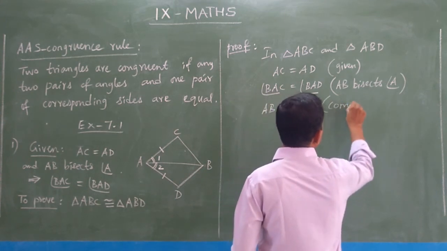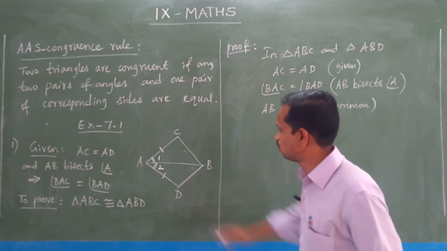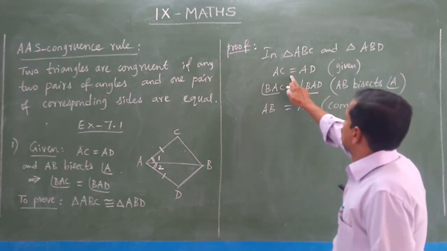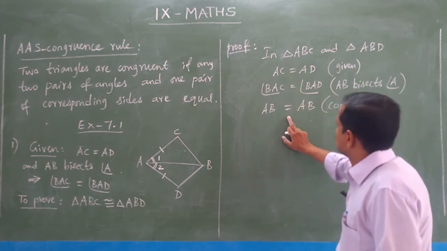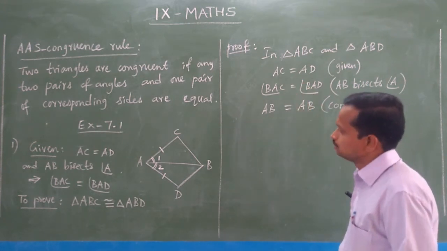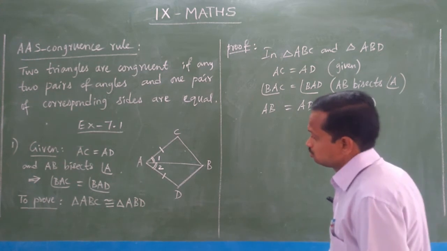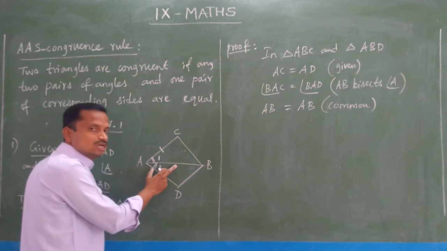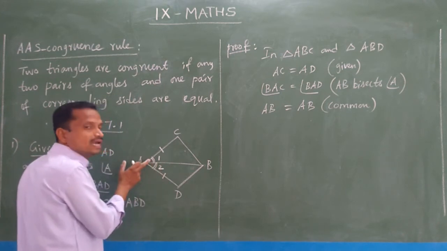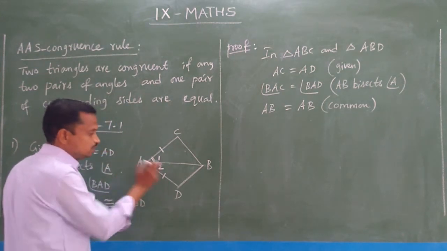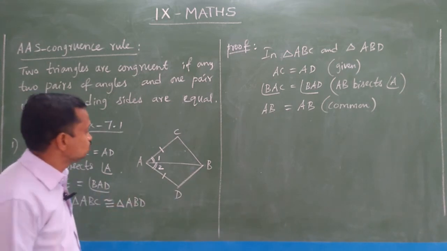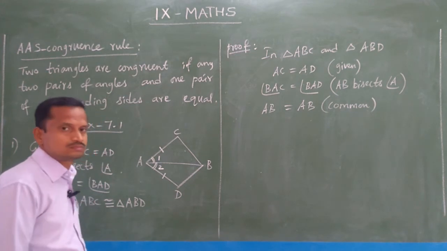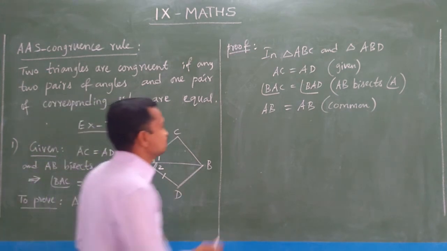Common, this is the common side for both triangles, AB. Okay, so now you see one pair of sides, another pair of sides. So 2 pairs of sides and 1 angle. Okay, so you see in this triangle, this is one side, AB is another side. So between these two sides, angle 1 is the included angle. Like that here also, angle 2 is the included angle. So we can apply here SAS, 2 sides and the included angle.